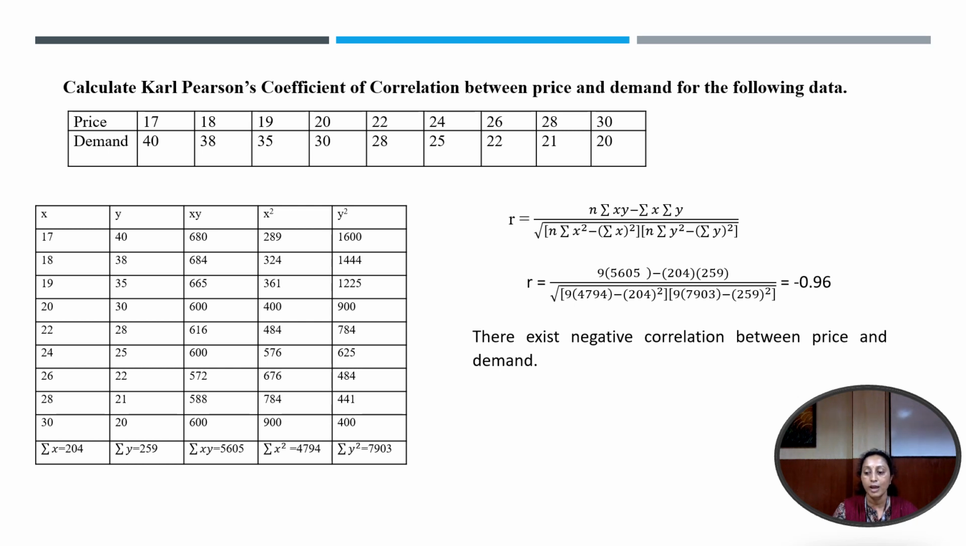So here the r value is negative. That is why we say that there exists a negative correlation between price and demand. That means we can observe here that as the price is increasing, the demand is decreasing. Therefore, we say that there exists a negative correlation between the price and the demand represented in this data. This is how we can calculate the Pearson coefficient of correlation.